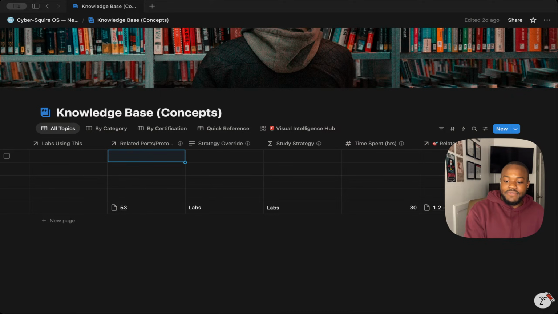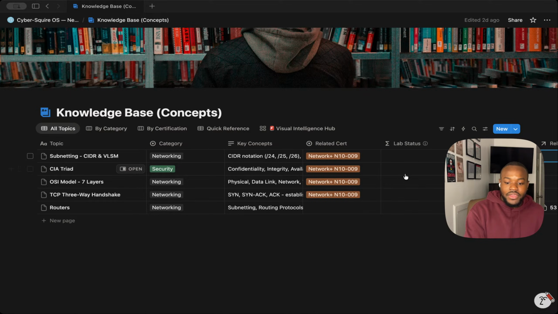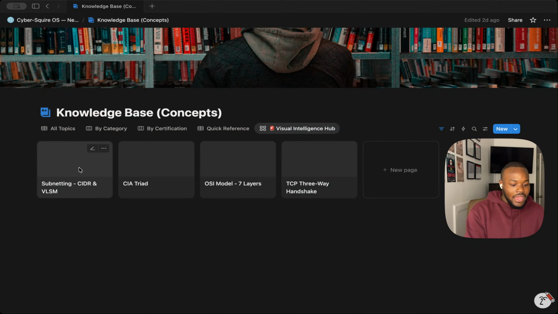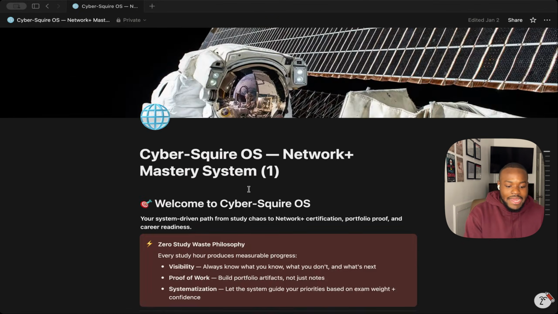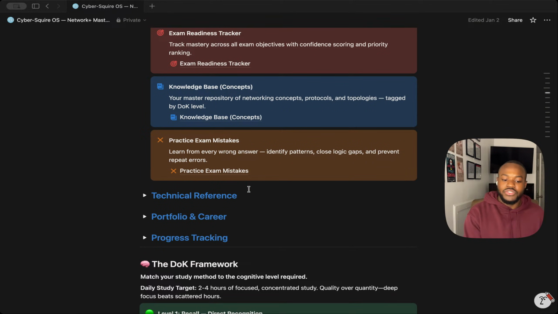And of course, we have our related objective. Now, here too, in the key concept, we can put our picture. You can have Visual Hub, and then you can add your pictures in there. And when I talk about the gallery, this is how I'd like to keep the pictures. You have the concept, you have the information, and if you click Visual Intelligence Hub, boom, information right there. It don't get better than that. It really don't.